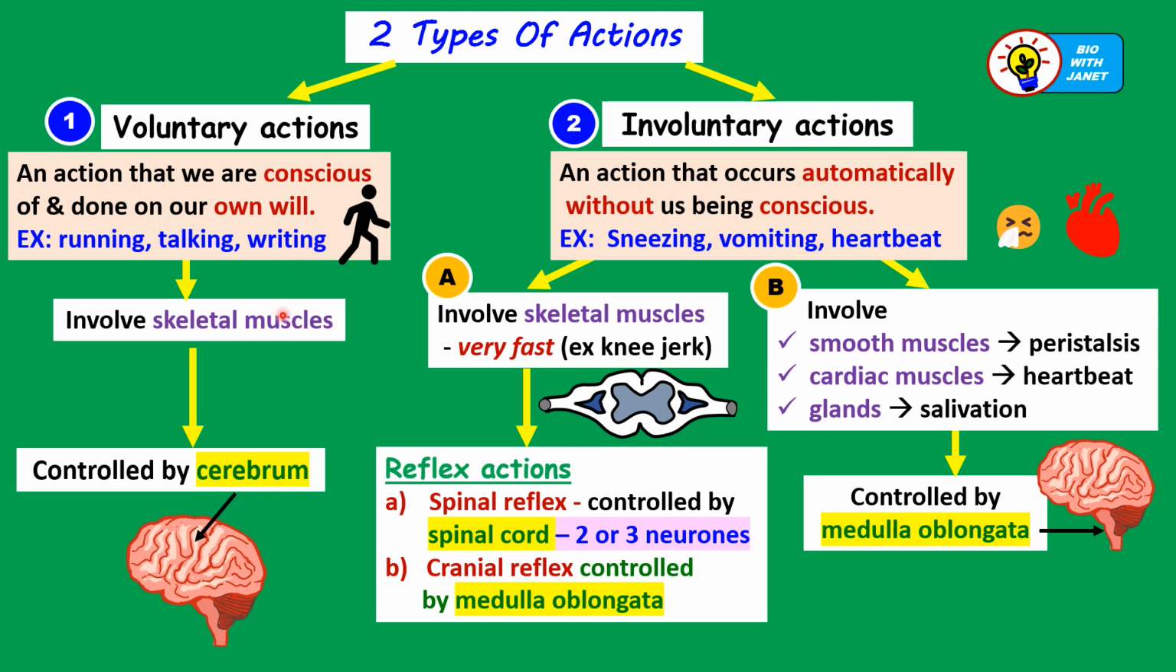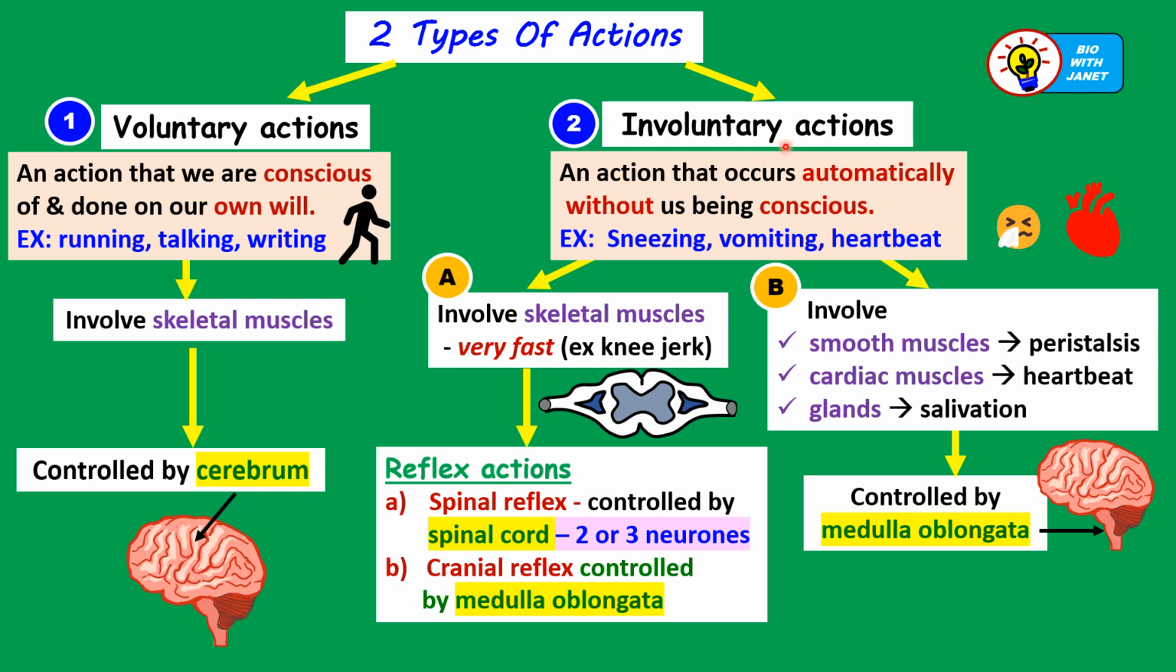Now, so voluntary actions involve the contractions of skeletal muscles, which are muscles attached to the bones. And these muscles are controlled by the cerebrum of the brain, the largest part of the brain here, or controlled by the cerebral cortex, meaning the outermost layer of the brain here, right?